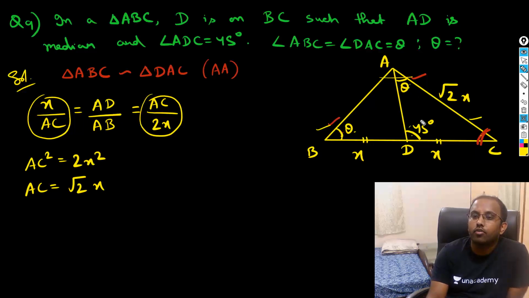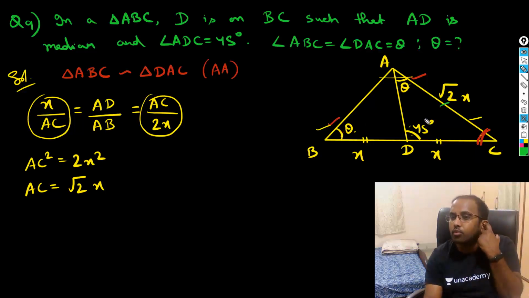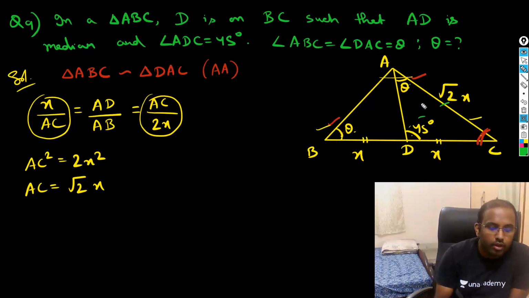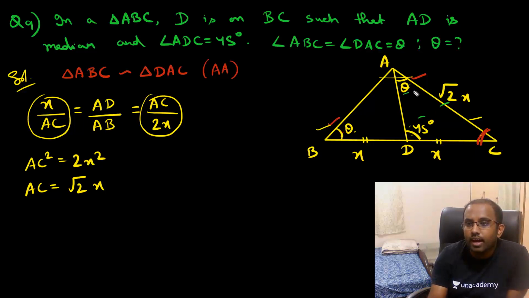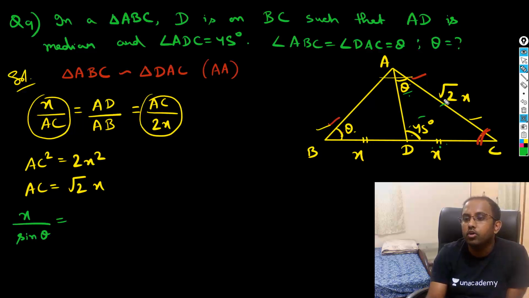I can use the sine rule here. What is the sine rule? In this triangle, if I apply the sine rule, it says side upon its opposite angle. I'll take root 2 x and its opposite angle, that is 45 degrees. I want to get the value of theta. In this triangle, x upon sine theta will be equal to root 2 x upon sine 45.